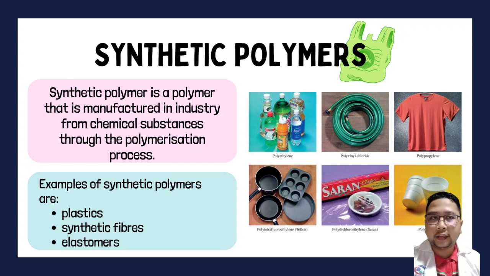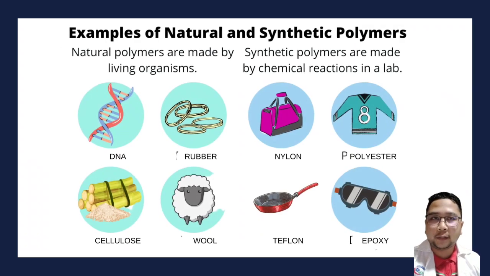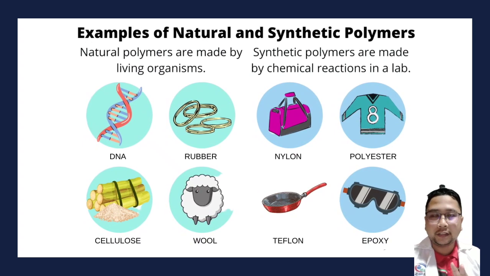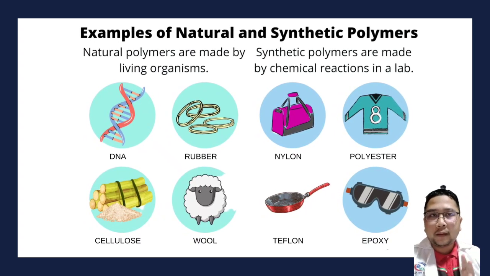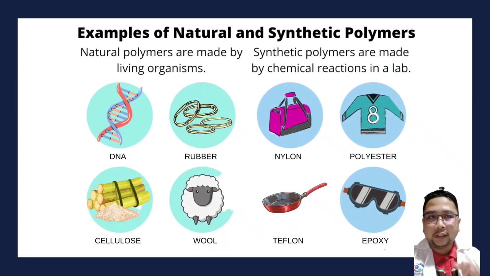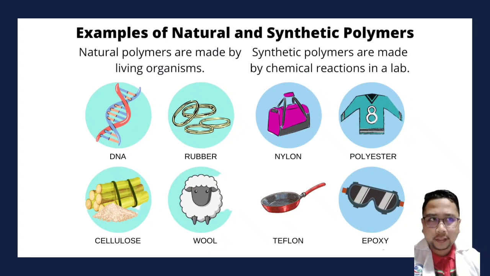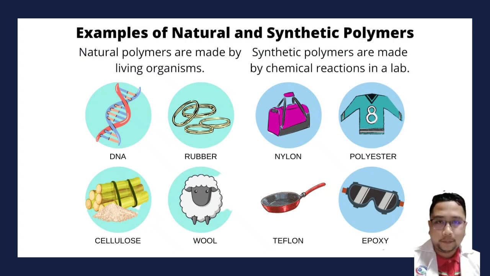Okay, let's look at the examples of natural and synthetic polymer. Let's do some comparison. Natural polymers are made by living organisms, while synthetic polymers are made by chemical reactions in the lab. Examples of natural polymer are DNA, rubber, cellulose, and wool, while synthetic polymers are nylon, polyester, Teflon, and epoxy.